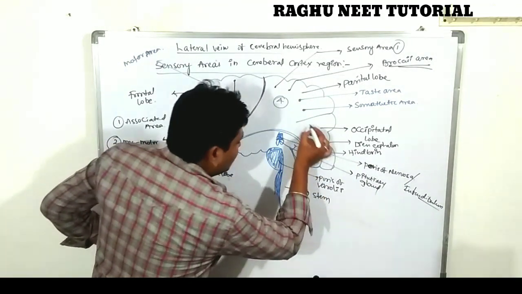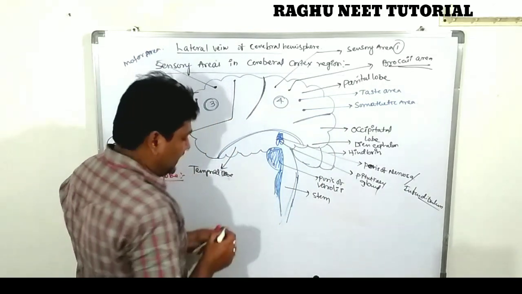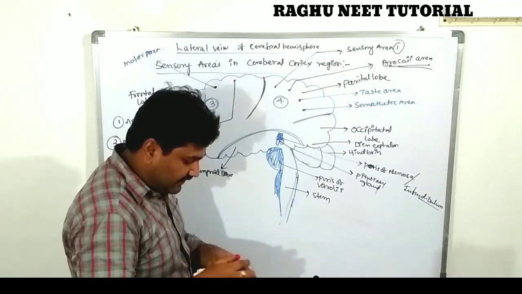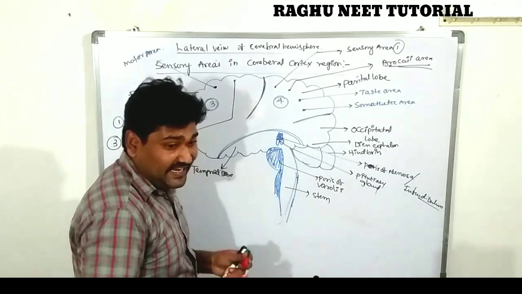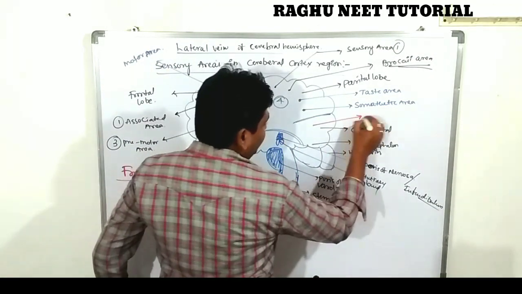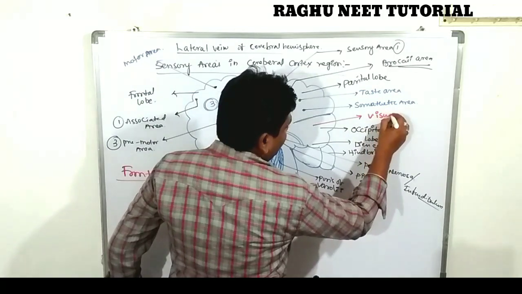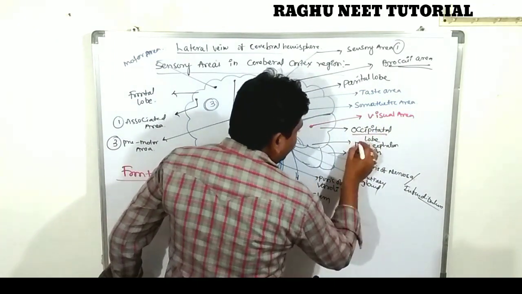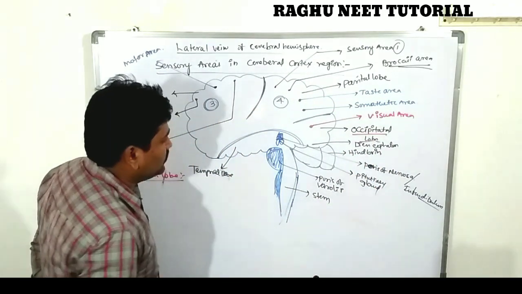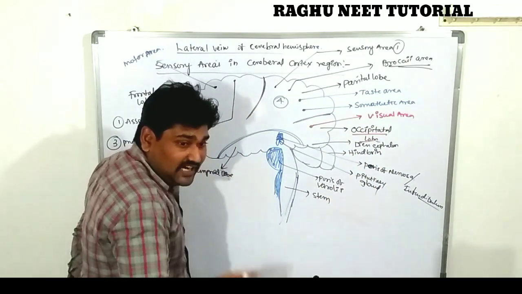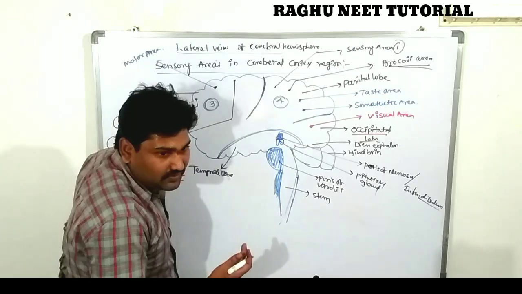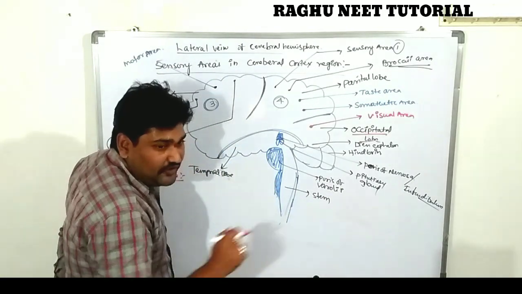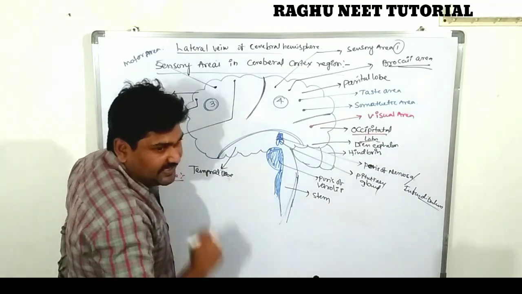Next one is the occipital lobe. The occipital lobe contains only 1 sensory area, known as the visual area. The visual area is located in the occipital lobe. The occipital and parietal lobes are divided by one long fissure known as the parieto-occipital fissure.